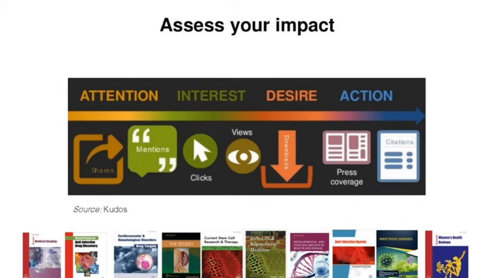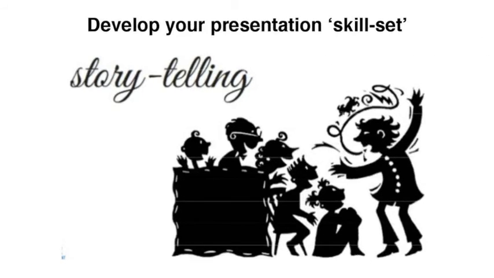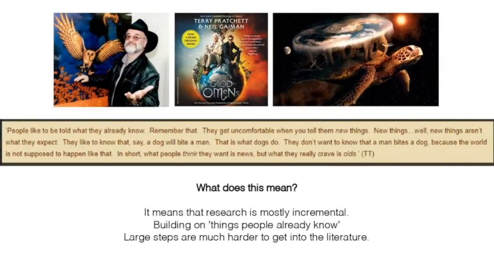Assess your impact. Know how many people share your work, mention your work, click on your websites, click on your PDFs, views of your articles, downloads, your press coverage, and also your citations. Most researchers only care about the citations at the end of the process. Develop a skill set to talk about your research in the context of stories that people are interested in, selling your research to journals, talking to editors about your research. Why is your work relevant to wider groups of people? This is the key to helping you get your work published in those leading journals.